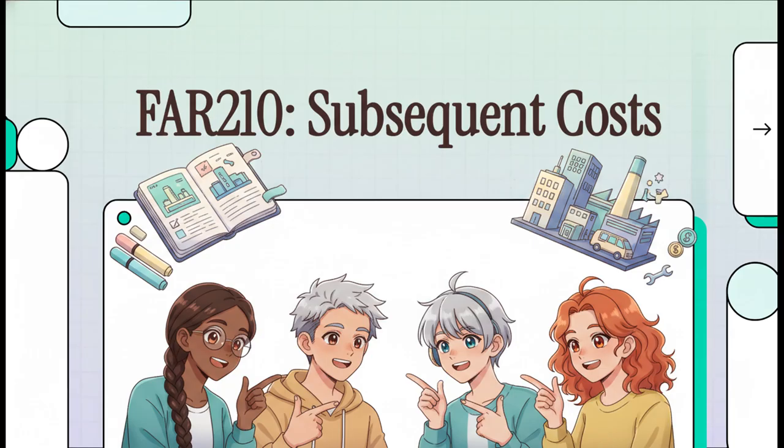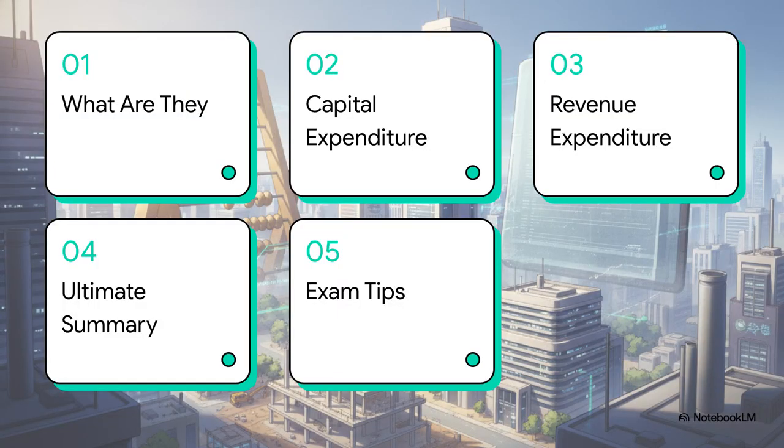But here's the twist. We aren't just looking at buying assets. Nope. In this explainer, we are exploring exactly what happens after the purchase when we get into subsequent costs. Looking at our study plan today, we're going to cover what subsequent costs actually are, the big differences between capital and revenue expenditure, check out an ultimate summary, and finish up with some essential exam tips.